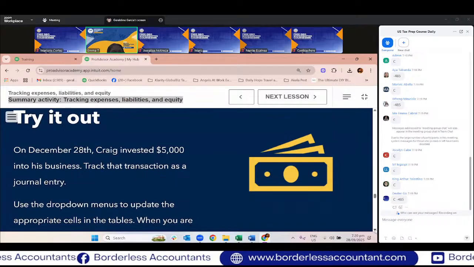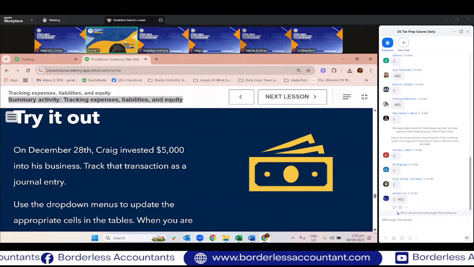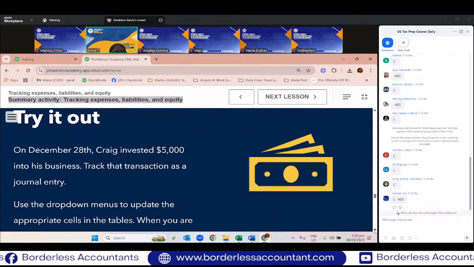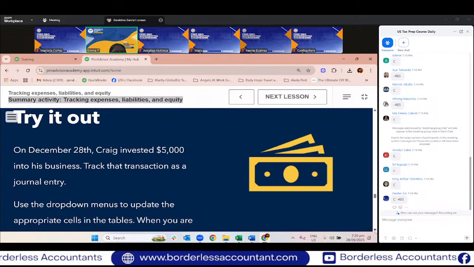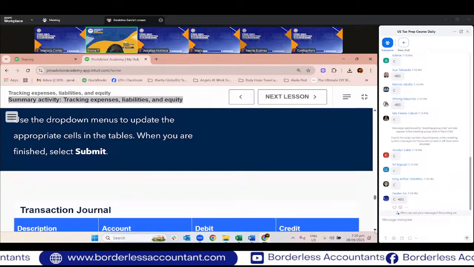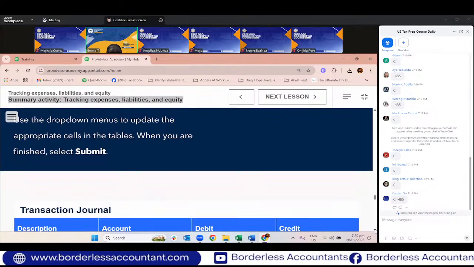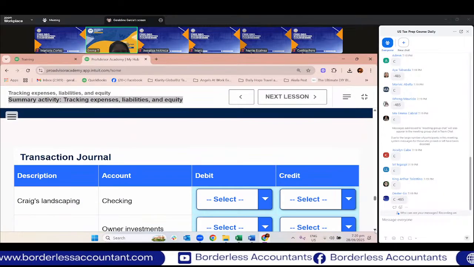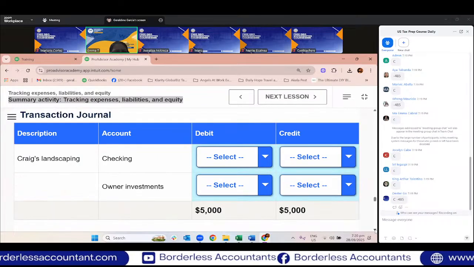Try it out. On December 28th, Craig invested $5,000 into his business. Track the transaction as a journal entry. Use the drop-down menu to update the appropriate cells in the tables. When you're finished, select Submit. Okay.